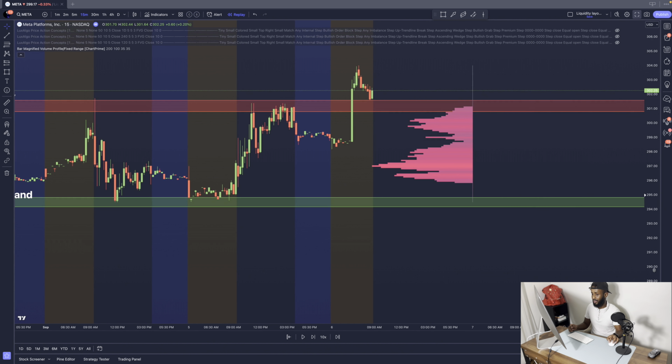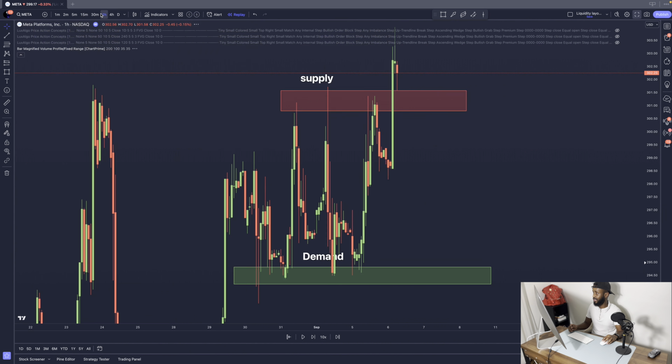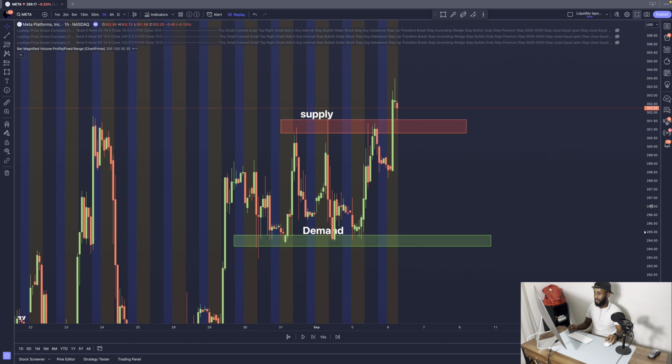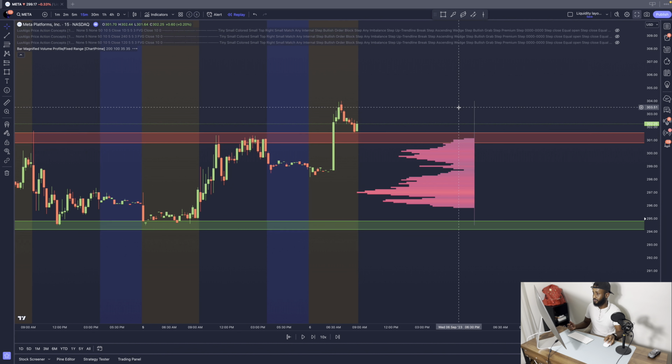So now we can see that a lot of action happened around $297. You can change the time frames. You can see that there is some buying around here, some buying around here, or you don't know if it's buying or selling. You just know that there has been more volume around those areas.